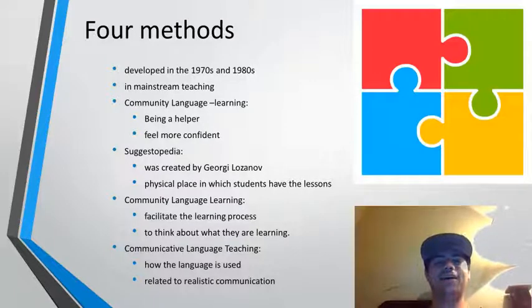Well, I have to present the second part of this presentation, and I have to talk about the four methods. So let's get started. Well, four methods, basically, it's a method developed in the 70s and 80s. It's not common to see them, but they can be used in mainstream teaching. So now I was investigating about mainstream teaching, things related to this concept.